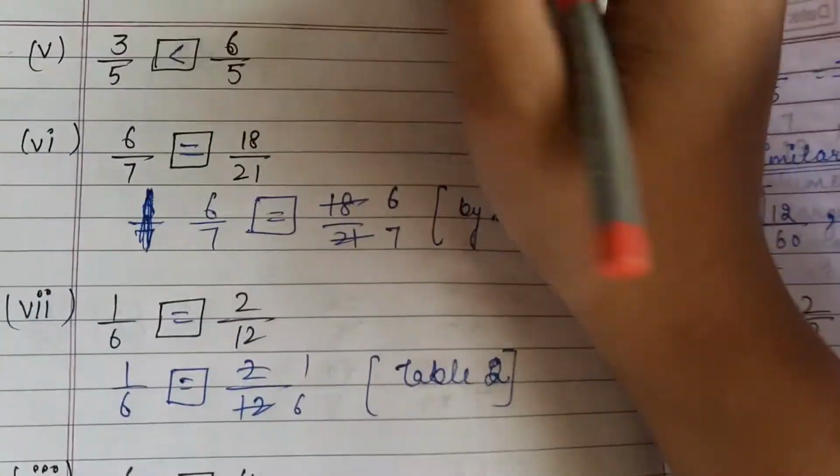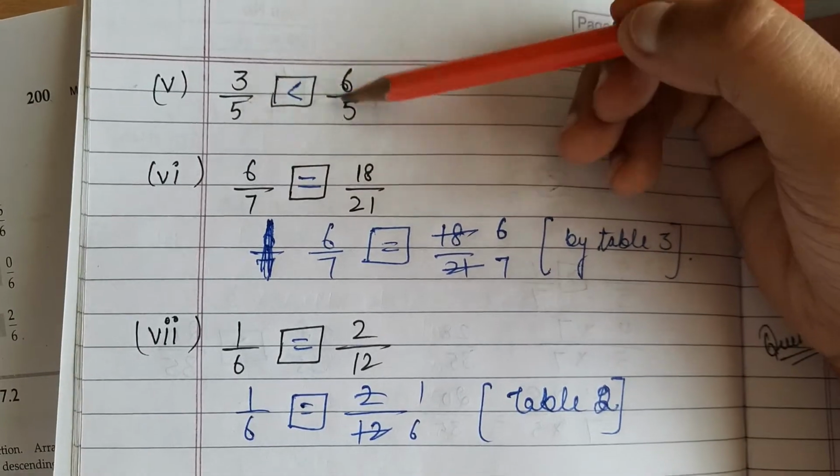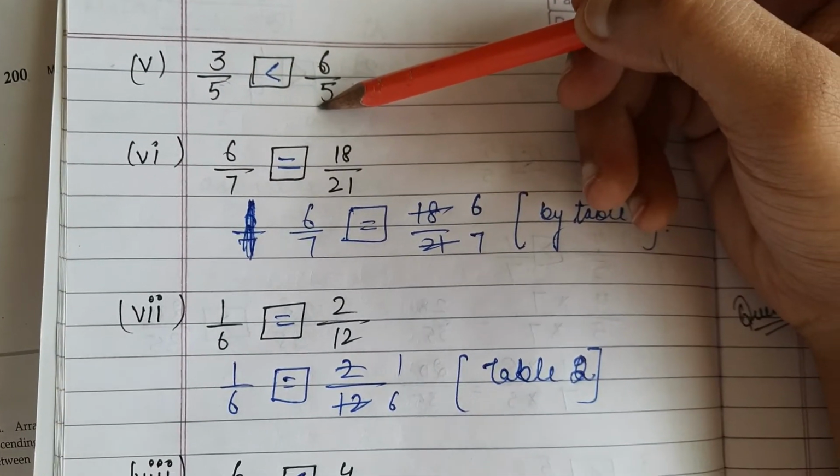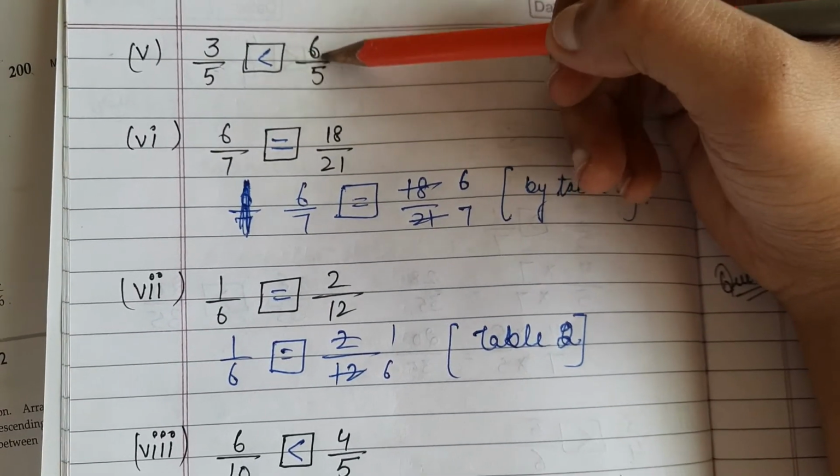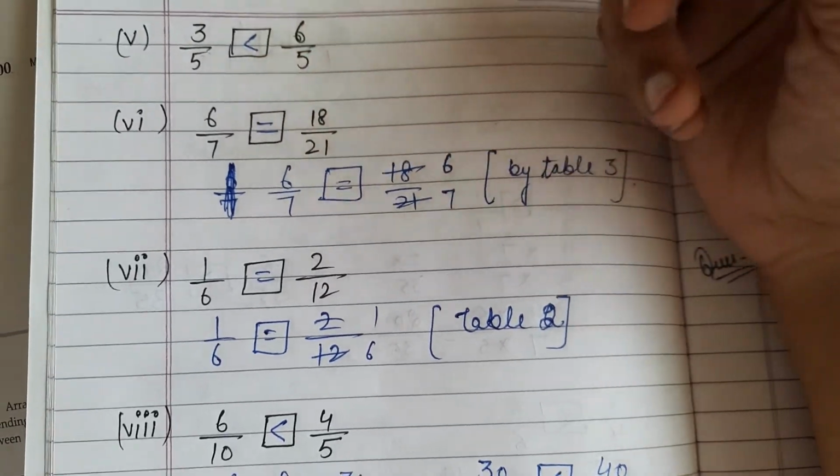Next part is the fifth one. In this one we have the same denominator in the question, so we can simply write it: 6 is greater than 3, so we will put a sign like this.